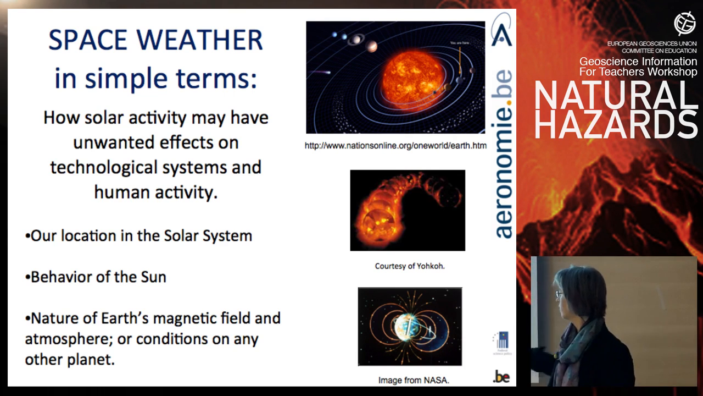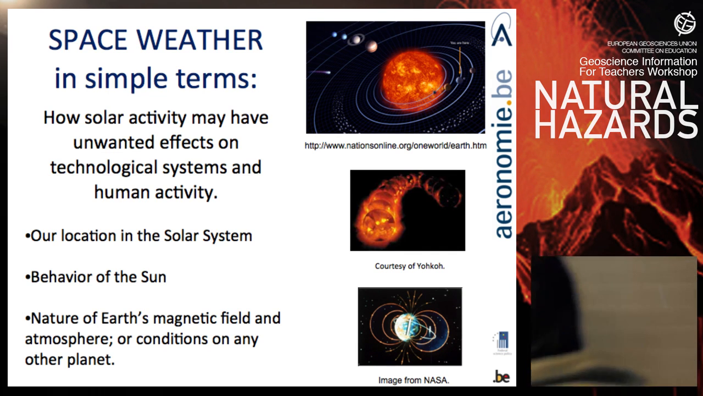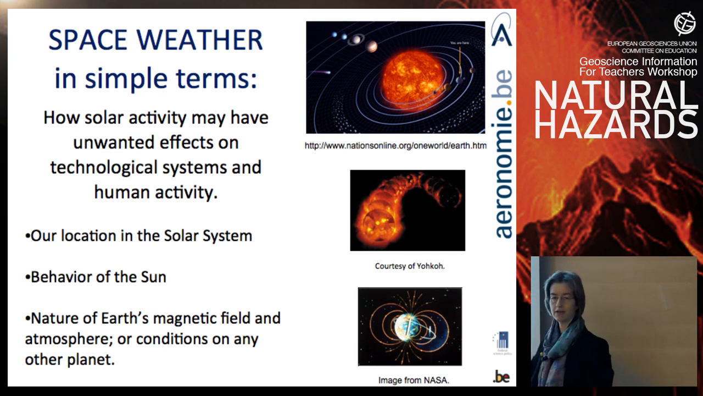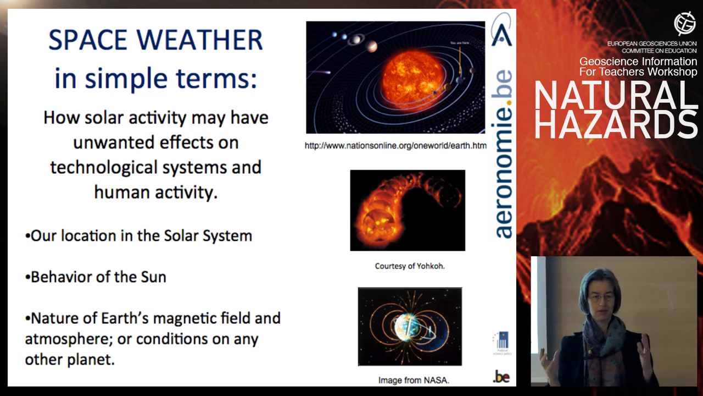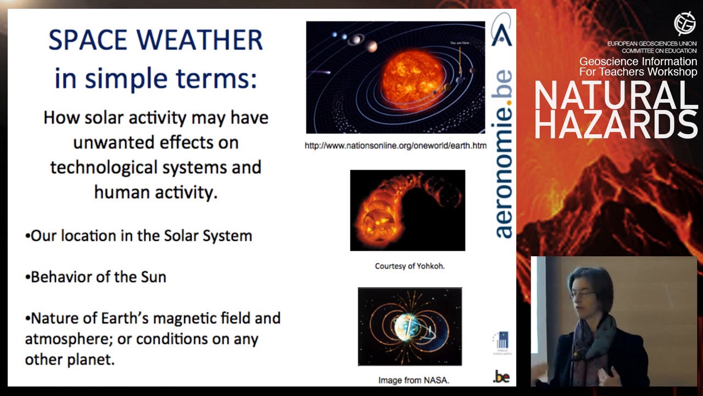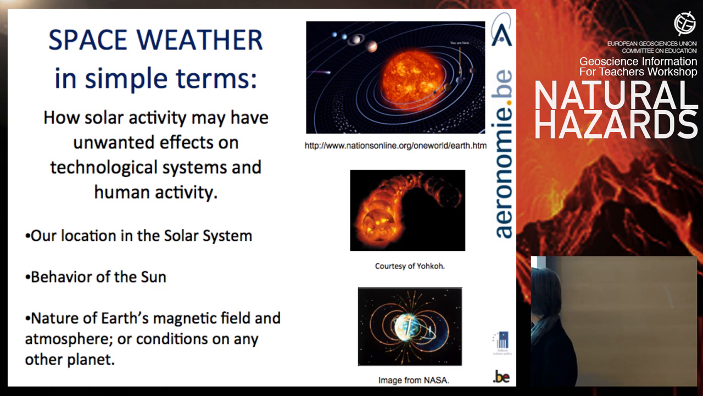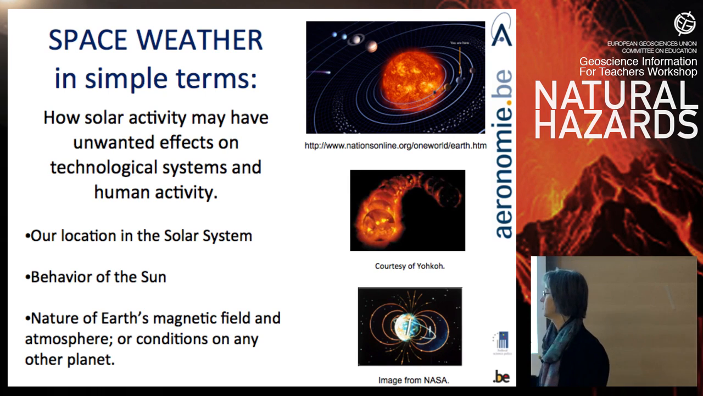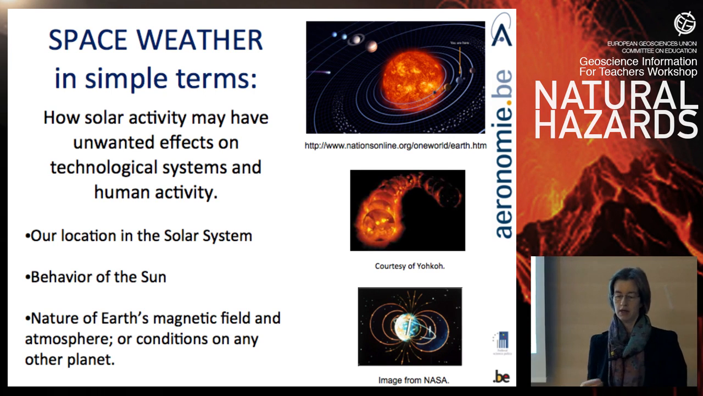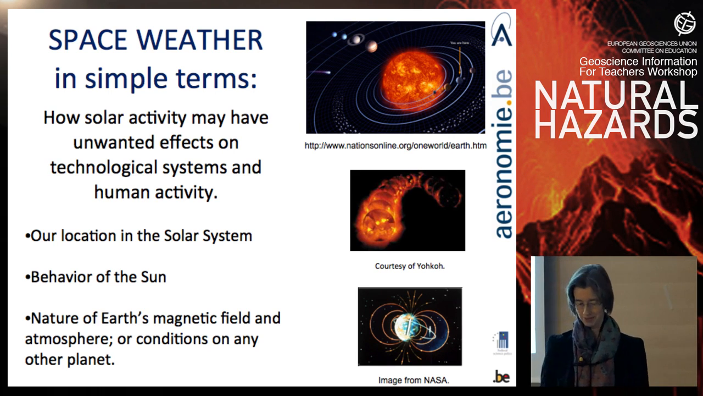And then finally, concerning us, the Earth has a magnetic field that protects us basically from the solar wind that comes continuously from the sun. And any other planet, if it has a magnetic field or if it has an atmosphere, all of that also defines the local space weather.